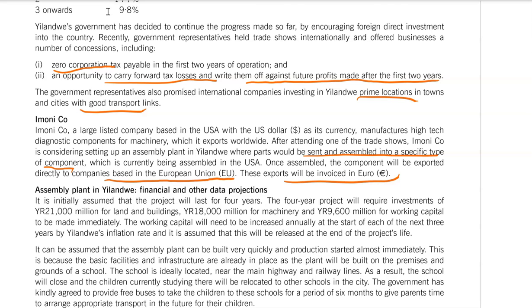It is initially assumed that the project will last for 4 years. This is the life of the project. The 4-year project will require investment of 21,000 million for land and building, 18,000 million for machinery, and 9,600 million for the working capital. The working capital will need to be increased annually at the start of each year by the inflation rate, and it is assumed that this will be released at the end of the project life.